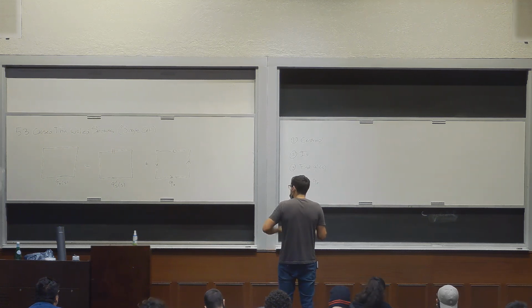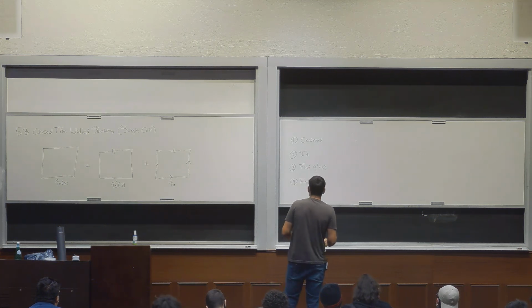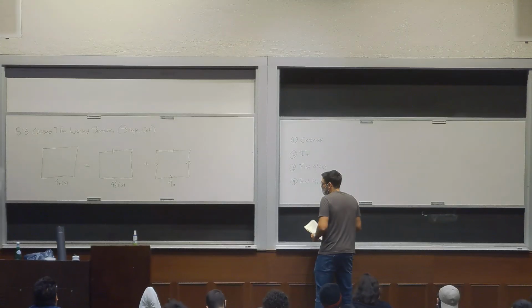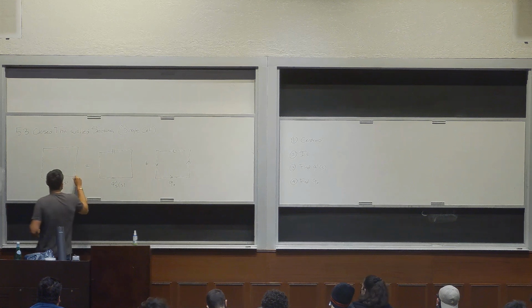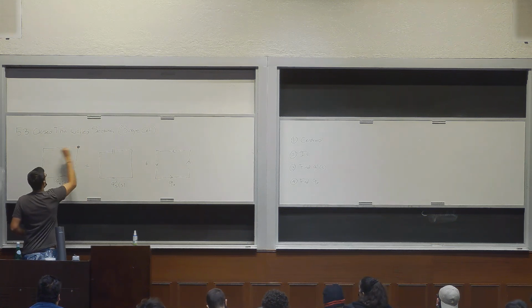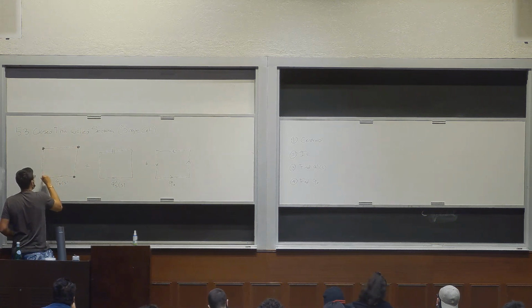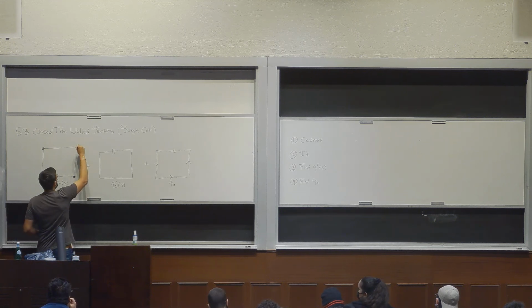How do you find Q naught? Let me see if I can explain this right now, or should I wait for the example? All right, so the way you find Q naught is that, let's say you have this structure, say it's like this, and you have an applied VZ.